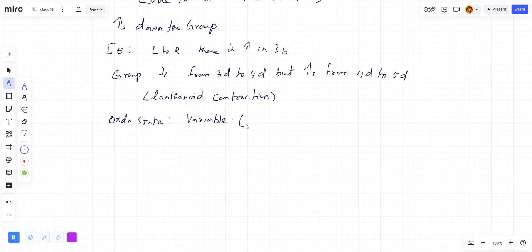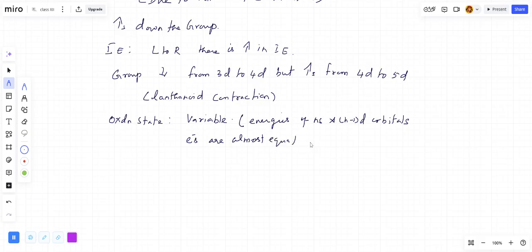The reason is that the energies of ns and (n minus 1)d orbitals are almost the same. The electrons of both these orbitals take part in a chemical reaction. So that is why it shows variable oxidation state.